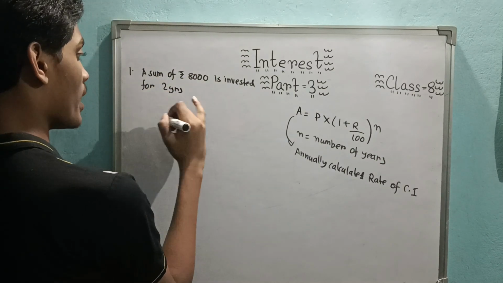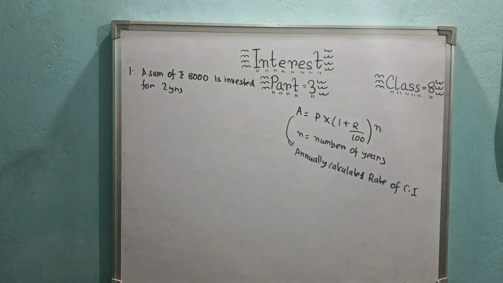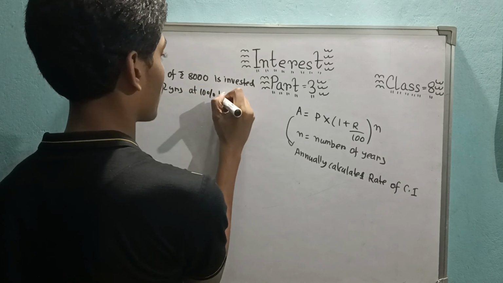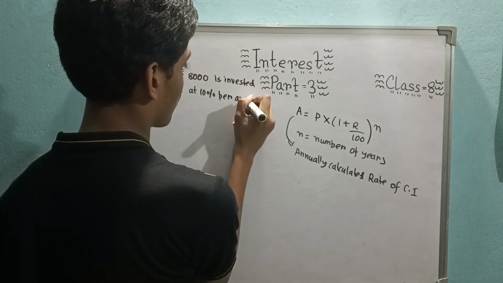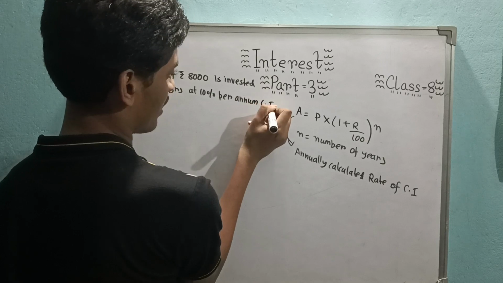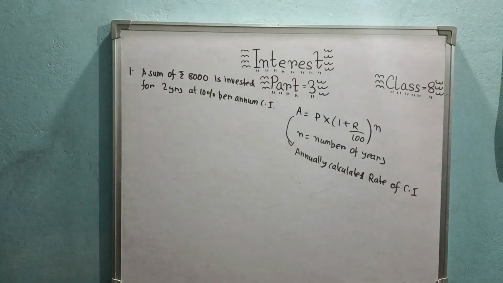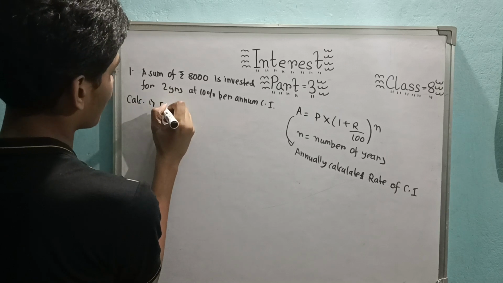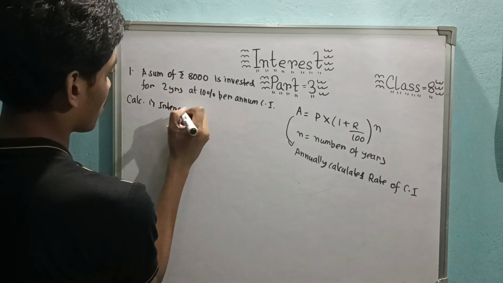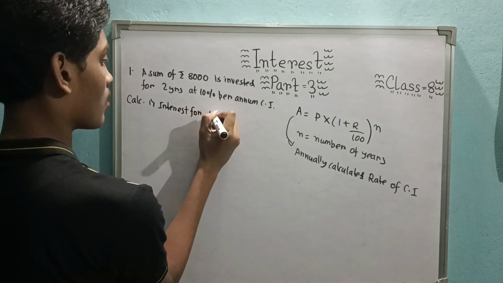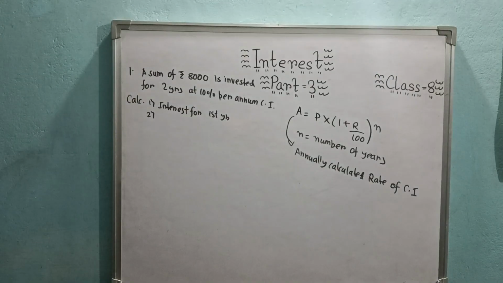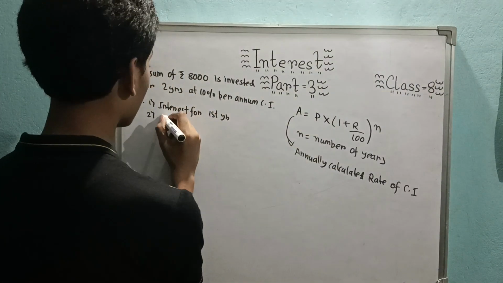Writing years as YRS, okay, at 10% per annum compound interest. I'm writing compound interest as CI. Just understand it. Calculate interest for first year. Principal for second year.